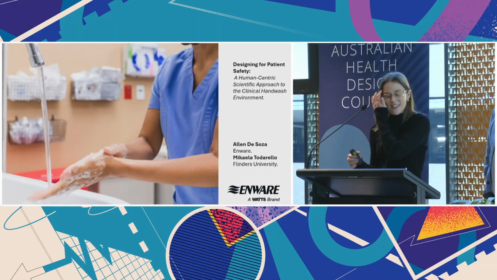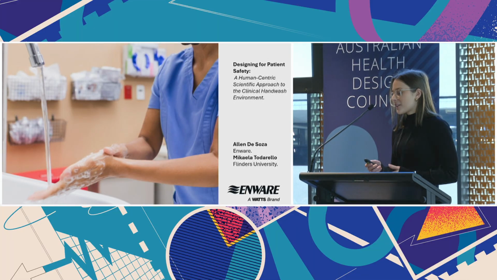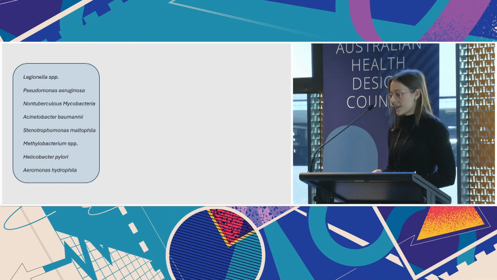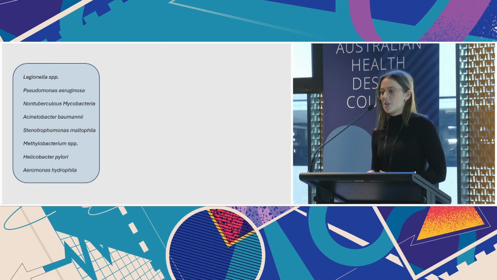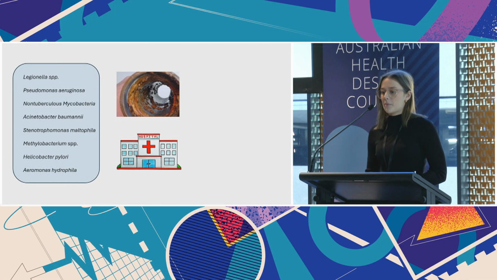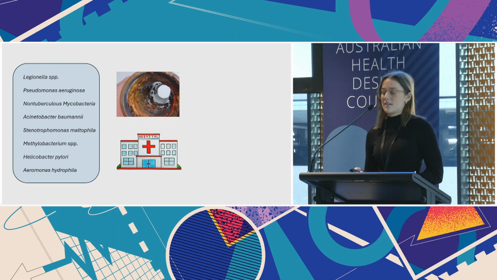My name is Michaela. I'm a PhD candidate at Flinders University. So today I'm going to give you a quick introduction into hand basin design and infection risk. So some of you may have heard of opportunistic premise plumbing pathogens before, but if not, these are pathogens that are naturally found in our distribution systems that can opportunistically cause disease in immunocompromised individuals. So this commonly occurs in hospital settings.